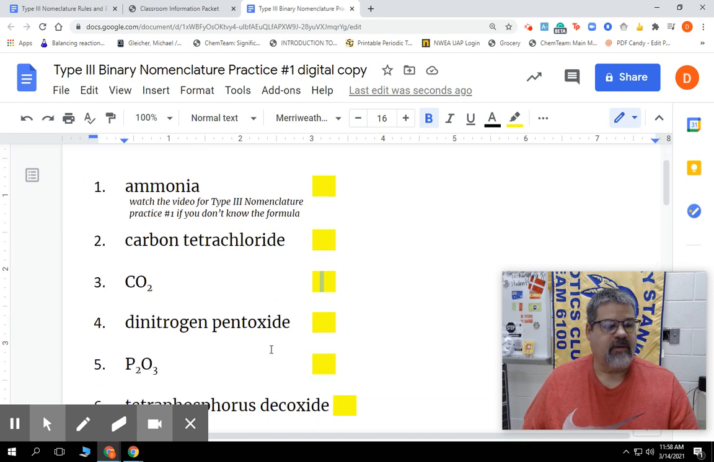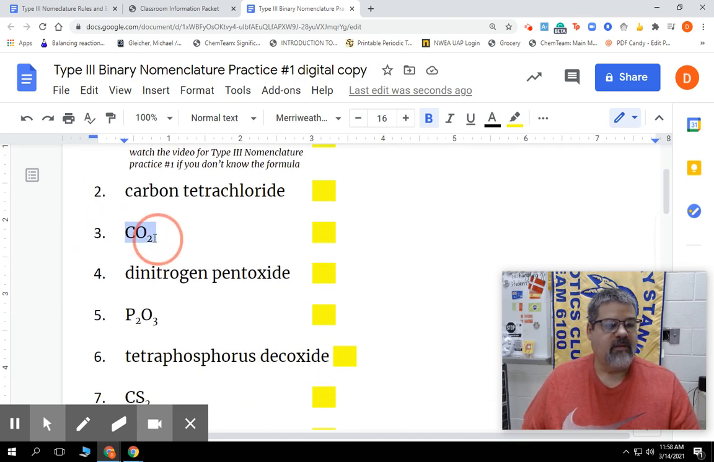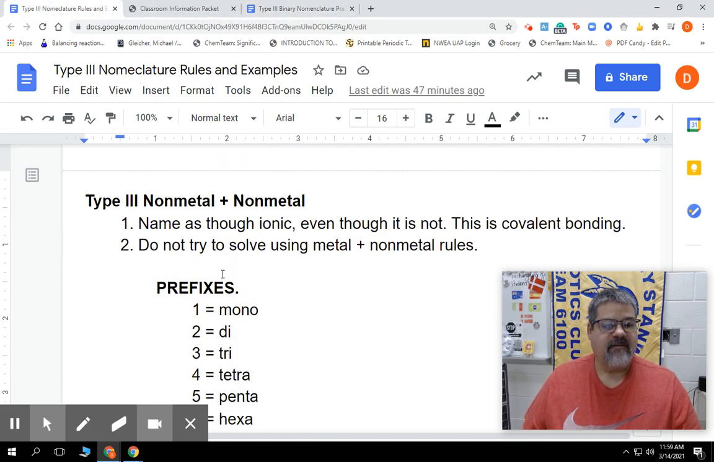So I'm going to scroll this up a little bit so we can see it. Problem number 3 is right here. We have CO2, so we have to go ahead and name it from that. Let's talk about the rules. On the first one, we're going to name it as though it's ionic, even though it's not.